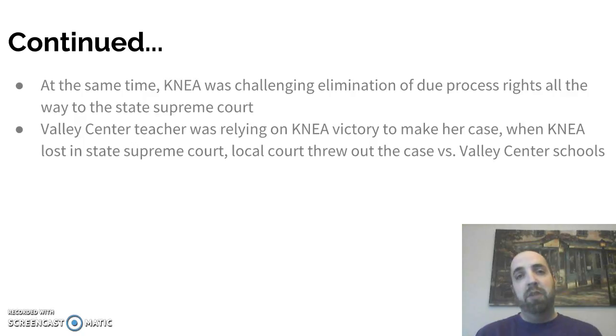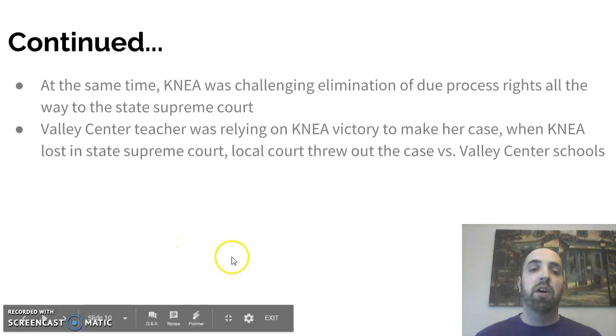However, the state Supreme Court decided that those two topics were close enough that they could keep them on the same bill. In other words, KNEA lost their state Supreme Court battle. Once KNEA lost their battle, the local courts threw out the case against Valley Center Schools, saying that you weren't owed due process. There's no grandfathering into due process rights. So as long as the teacher contract was followed, it was okay to go through with a non-renewal.